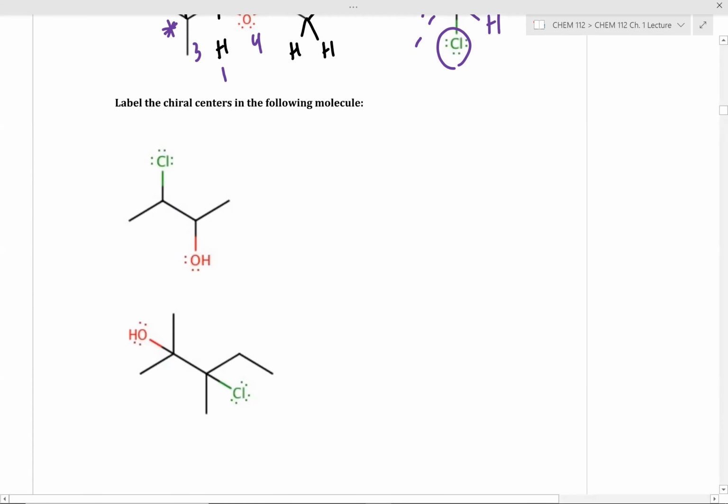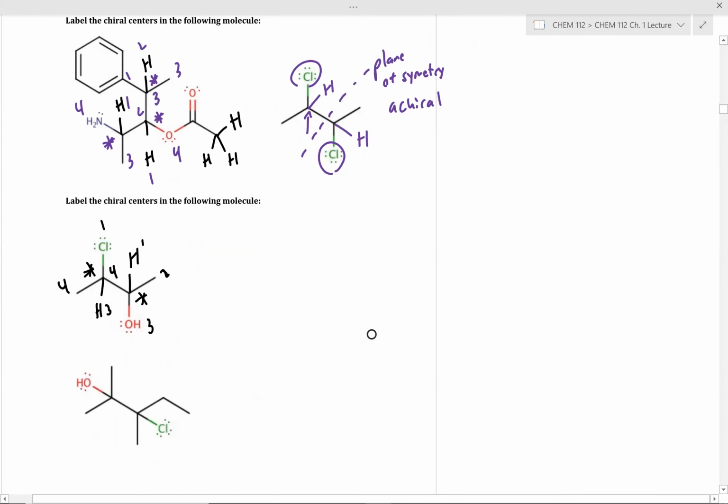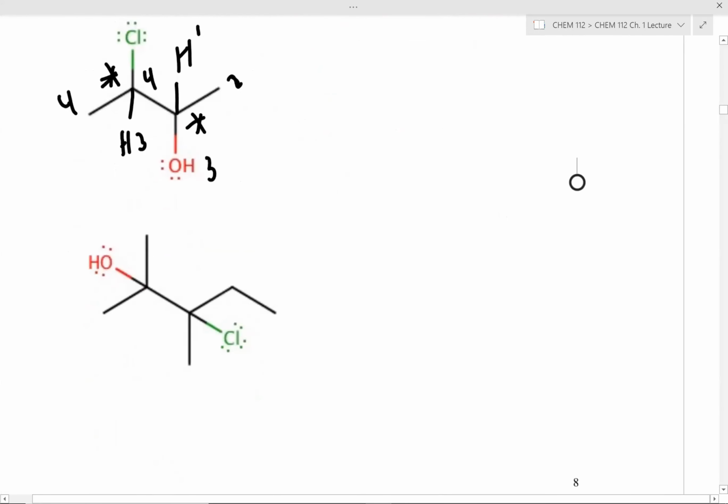Okay, so I'm going to get started now. So first and foremost, I'm going to draw out all of my implied hydrogens. And now as we can see, looking at this first carbon, we have 1, 2, 3, 4 unique substituents. We have our first chiral center. Looking at our second carbon, we have 1, 2, 3, 4 unique substituents. We have our second chiral center. This second example is a little bit tricky.